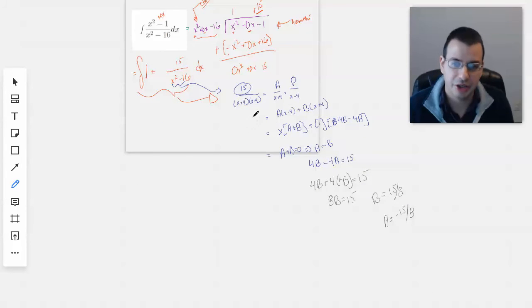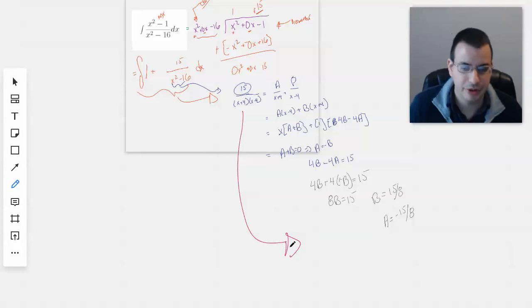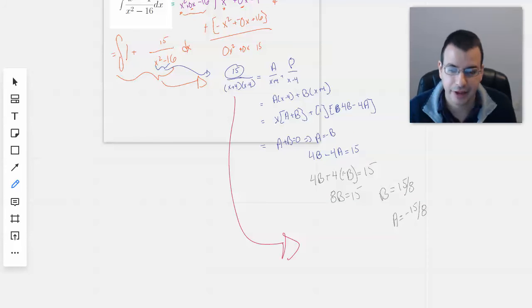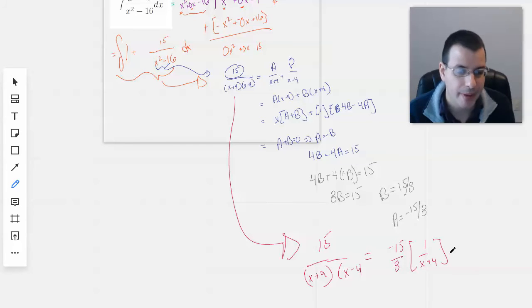Okay, then try not to lose track. You can see we're a normal, non-infinite piece of paper. This would be more challenging. So we have 15 over x plus 4, x minus 4 equals negative 15 over 8 times 1 over x plus 4 plus 15 over 8 times 1 over x minus 4.